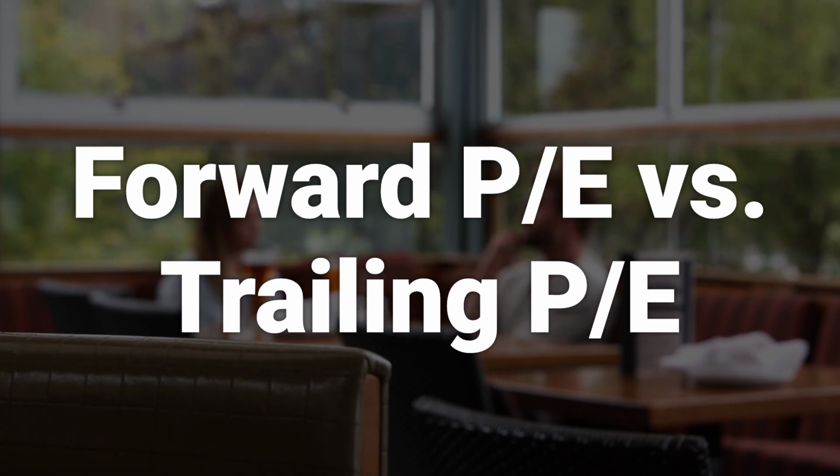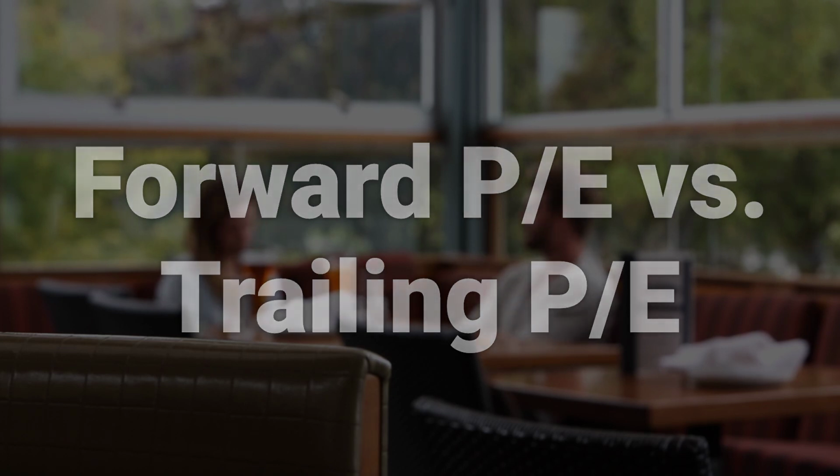Forward P/E uses projected EPS, projecting a company's future valuation. Meanwhile, trailing P/E relies on past performance by dividing the current share price by the total EPS earnings over the past 12 months. While some investors prefer to look at the trailing P/E due to its objectivity, others acknowledge its shortcomings, as past performance does not necessarily signal future behavior.